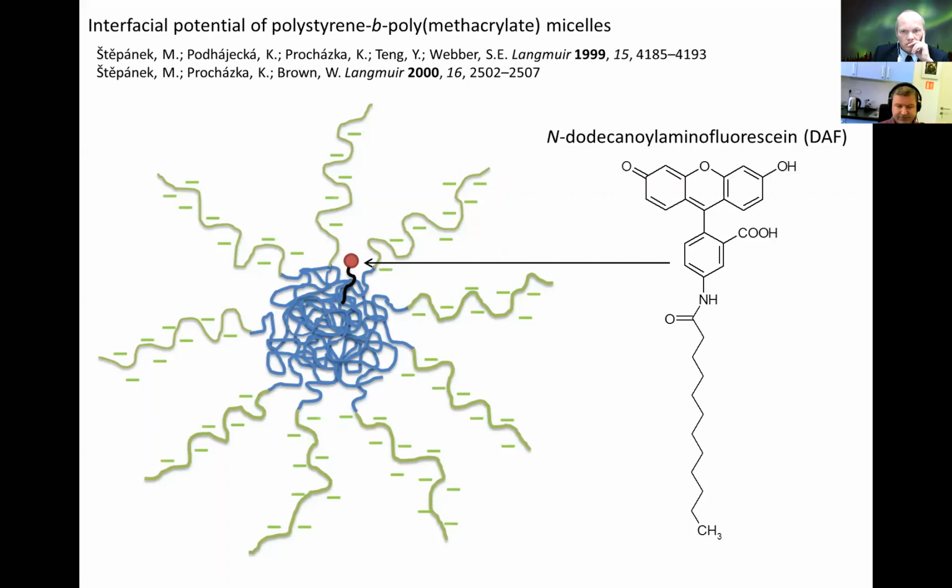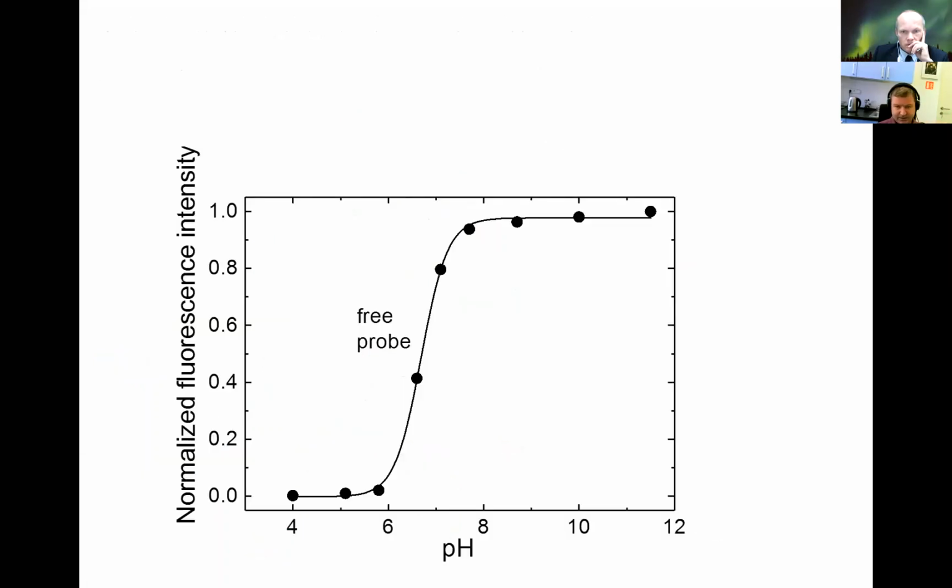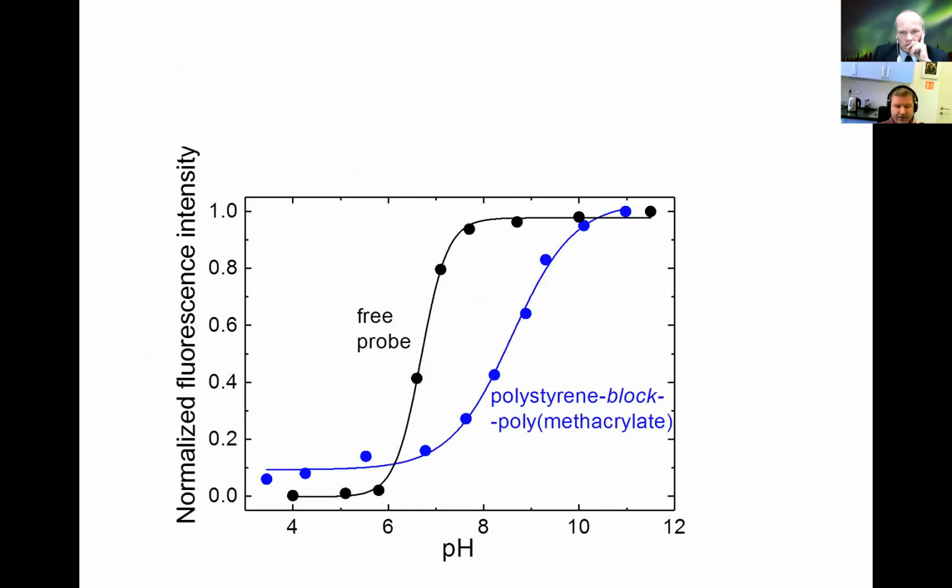We measured the fluorescence as a function of pH, and this is how it looks like for the free probe. So this is the decanoyl aminofluorescein, which in water has pretty much the same titration curve as normal fluorescein. So the inflection point is corresponding to the pK of fluorescein, the anion, and this is around 6.4 or something like that. If we did the same with micelles, we really found that the titration curve was shifted towards higher pK. So indeed, due to the negatively charged polymethacrylic acid corona, this fluorescent dye behaved like a weaker acid.